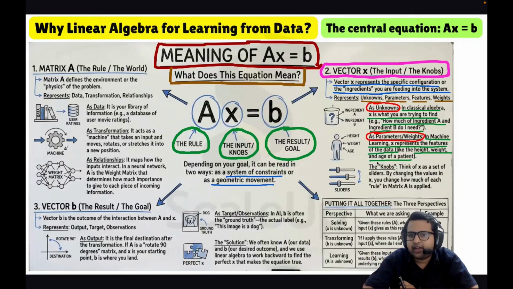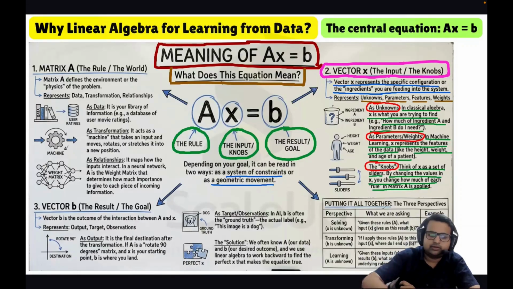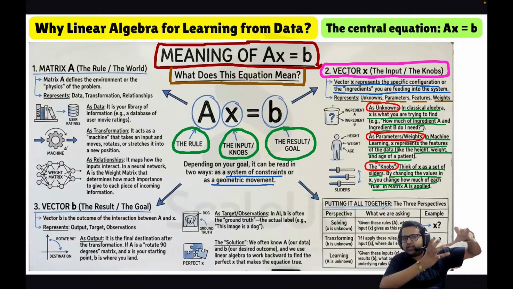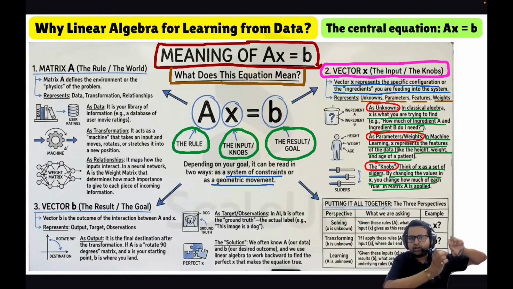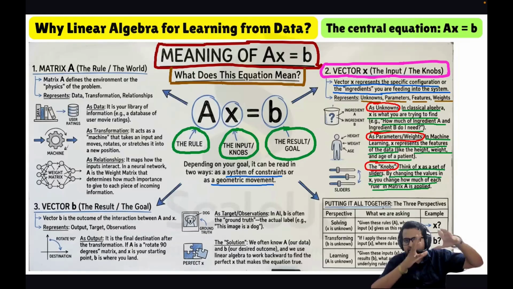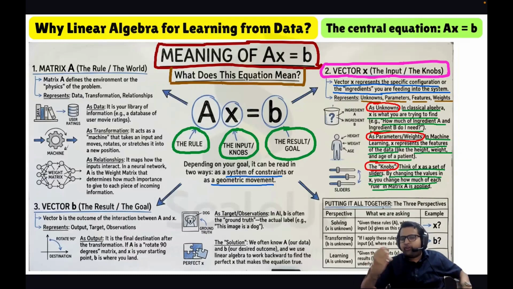This vector x can also represent the knobs. You can think of x as a set of sliders. By changing the values in x, you change how much of each rule in matrix A is applied. This is very interesting. If A is containing some information or some rules or some transformations, then x can act like a knob. Let us suppose A is containing a library of information. Then x will act like a knob, like a filter.